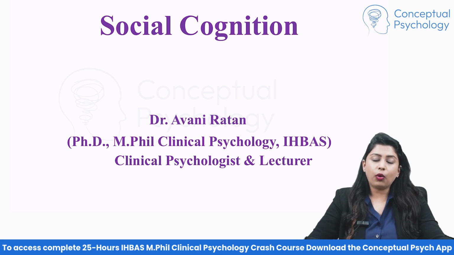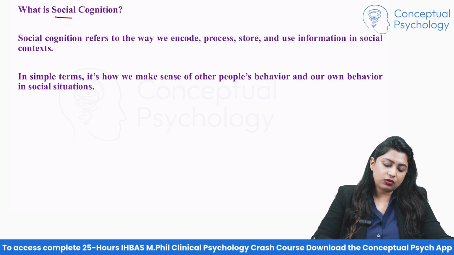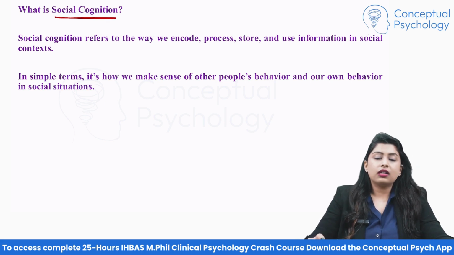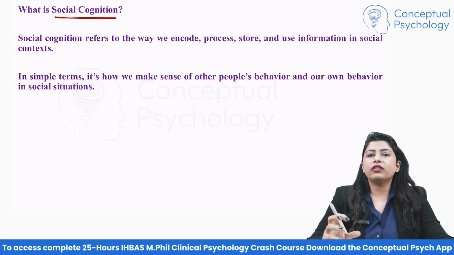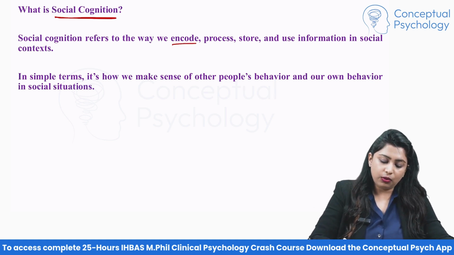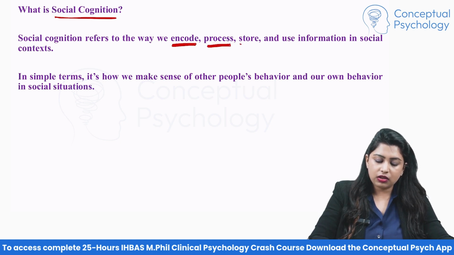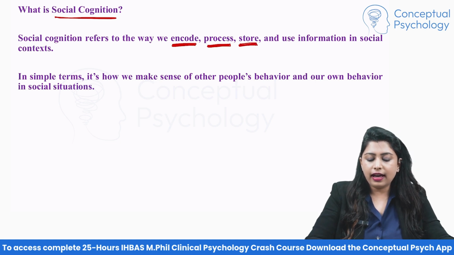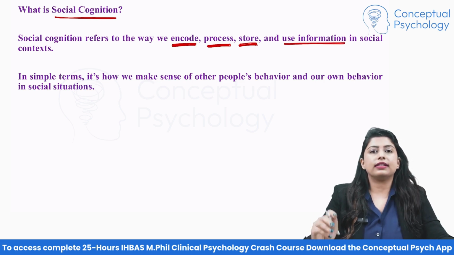Let's start with what is social cognition. So what is social cognition? Social cognition refers to the way we encode, the way we process, store, and use information in social contexts.